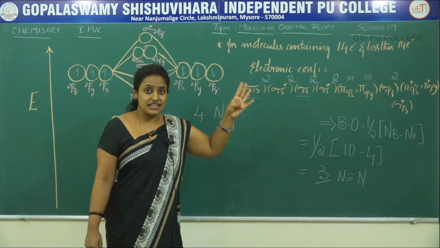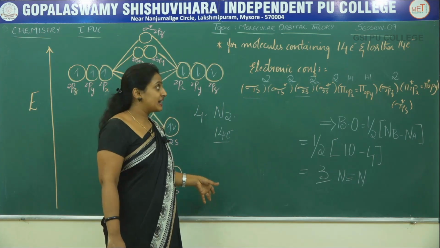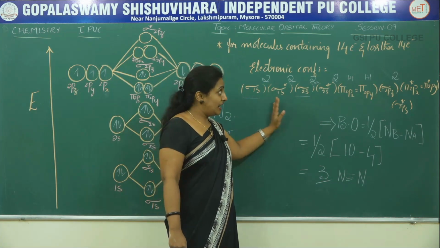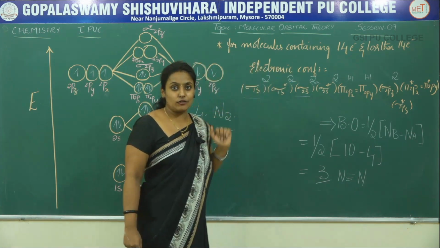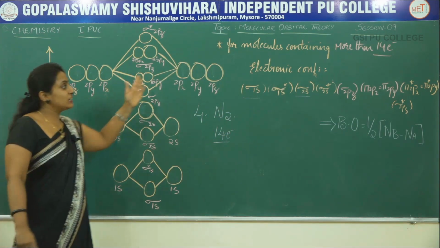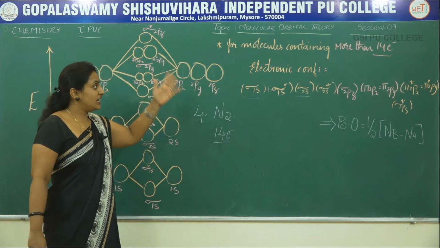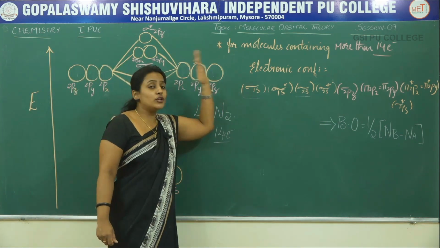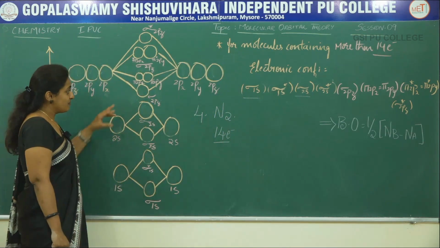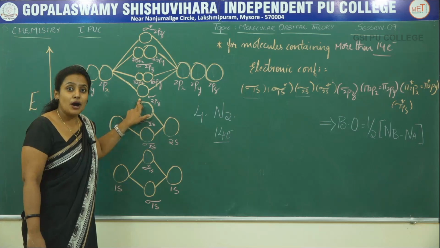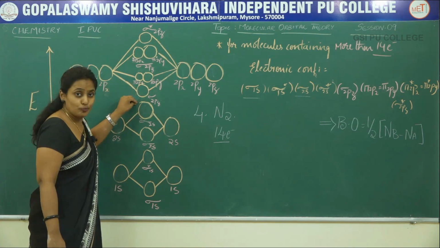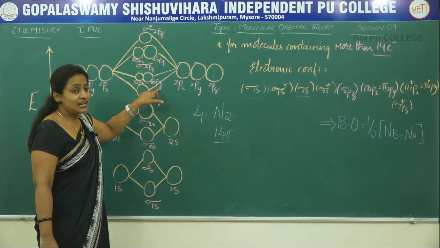Now, let us consider the molecular orbital diagram and the electronic configuration for the molecules which contain more than 14 electrons. This will be the molecular orbital diagram and electronic configuration for the molecules containing more than 14 electrons. What would be the difference? The only difference is the first to come will be the sigma 2pz. First molecular orbital is sigma 2pz. Then pi 2px and pi 2py.